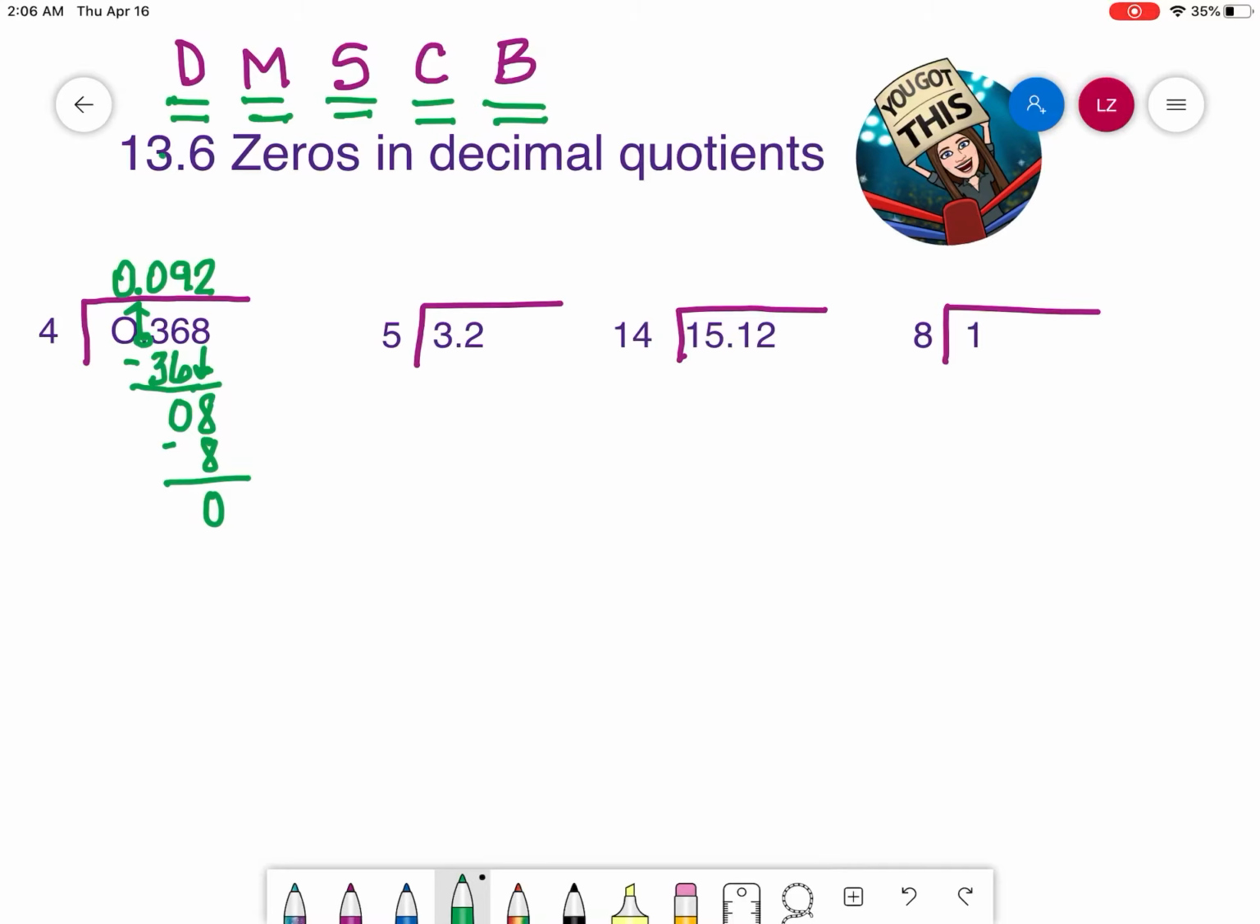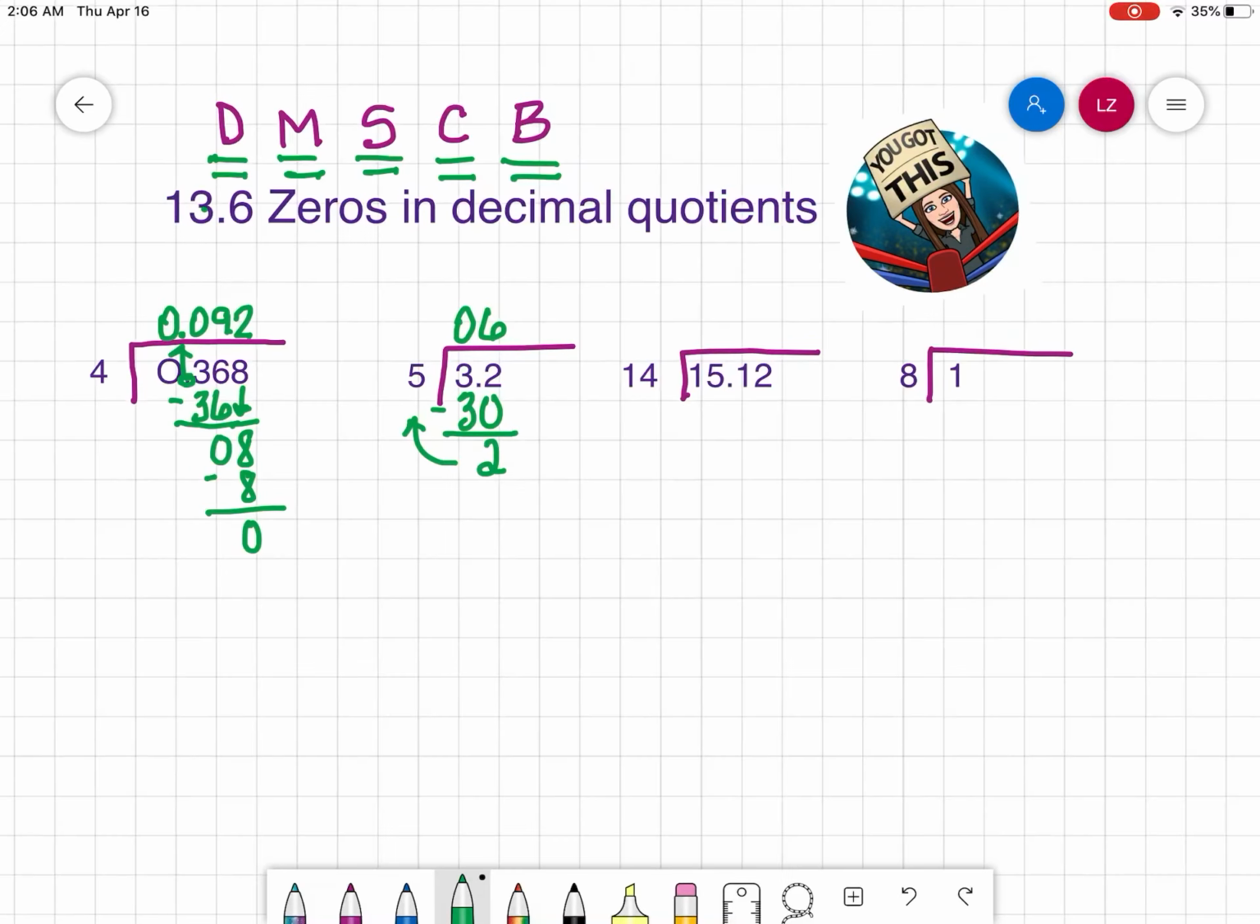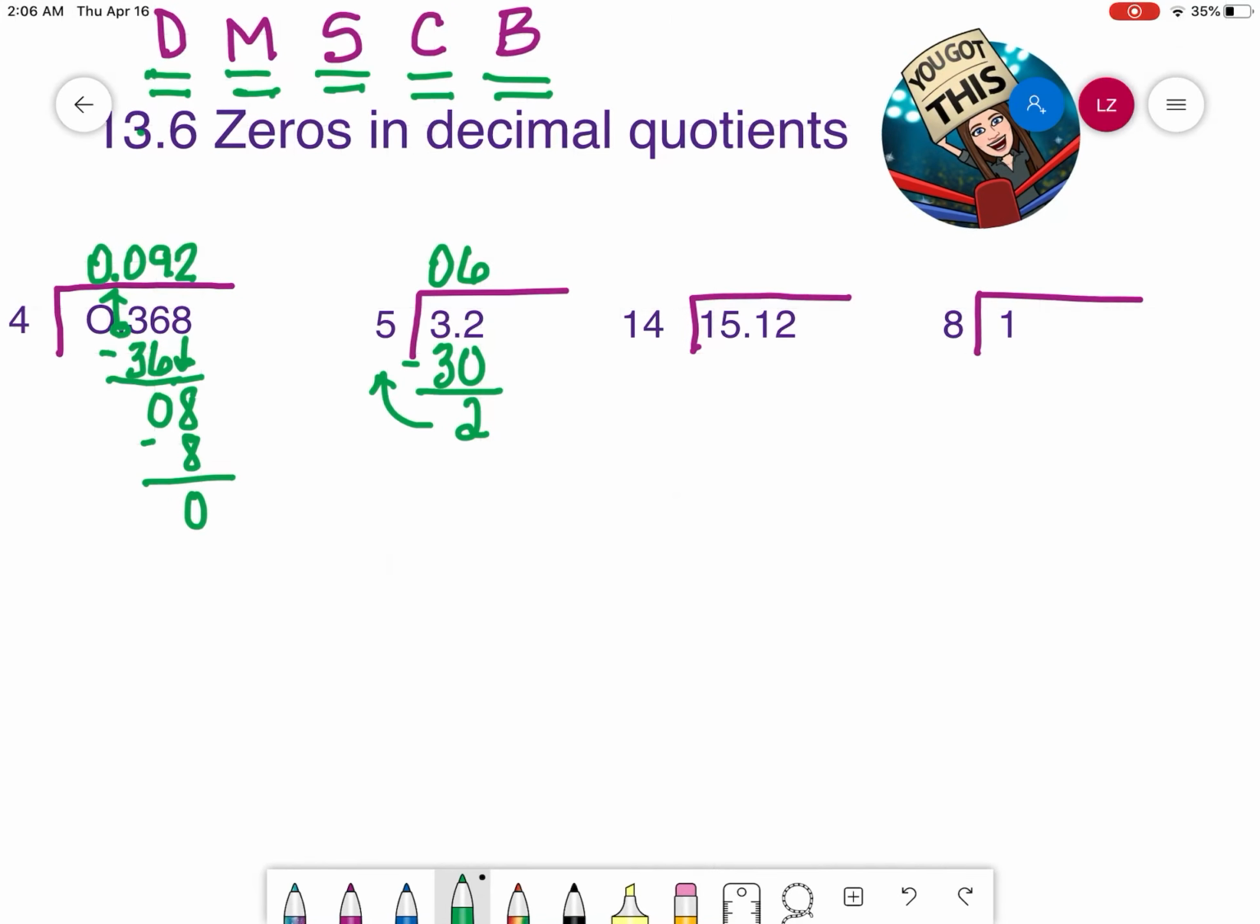Here we go. 5 goes into 3 how many times? 0 times. So let's move to the next digit. 5 goes into 32 how many times? Goes into there 6 times. 6 times 5 is 30. Subtract 2. 2 is less than 5, so we're good there. Then we bring down. Well, there's nothing left to bring down, and we've still got this remainder here of 2.